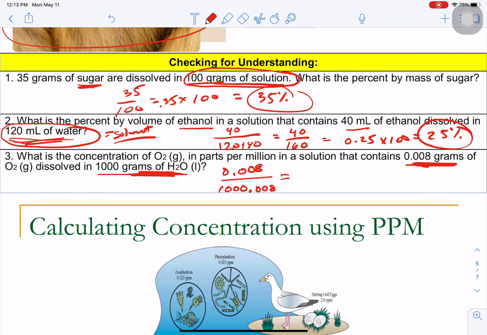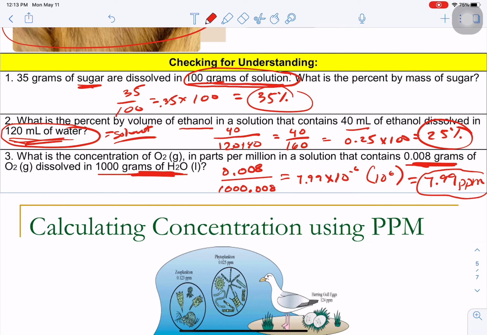0.008, we get something 7.9999999. So I'll just keep it at 7.99 times 10 to the negative 6. But guess what? We have to multiply it by a million. So times 10 to the 6, that would mean the 10 to the 6 cancel out. So this is 7.99 ppm. That is the concentration of that particular solution.